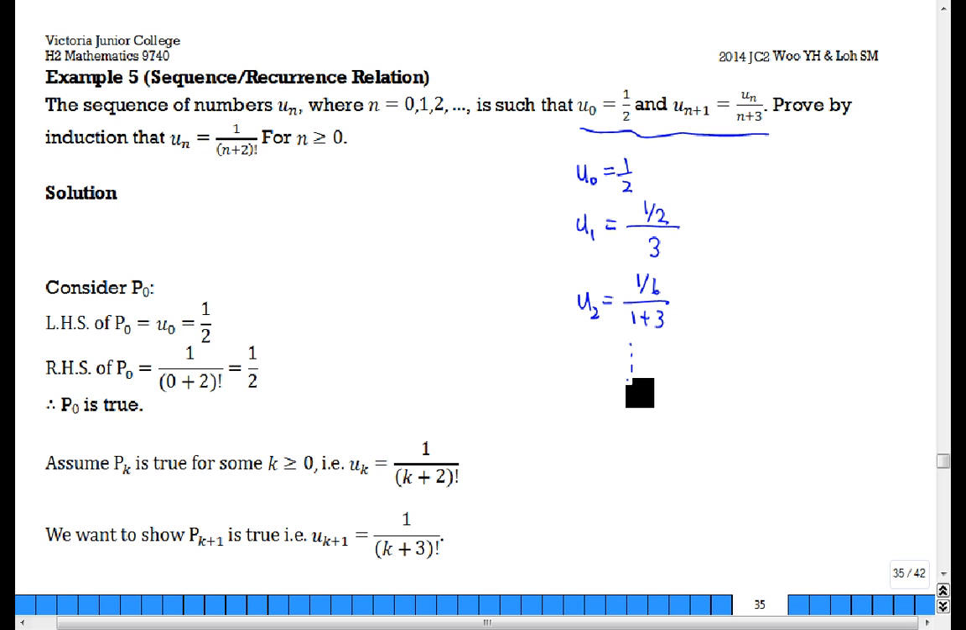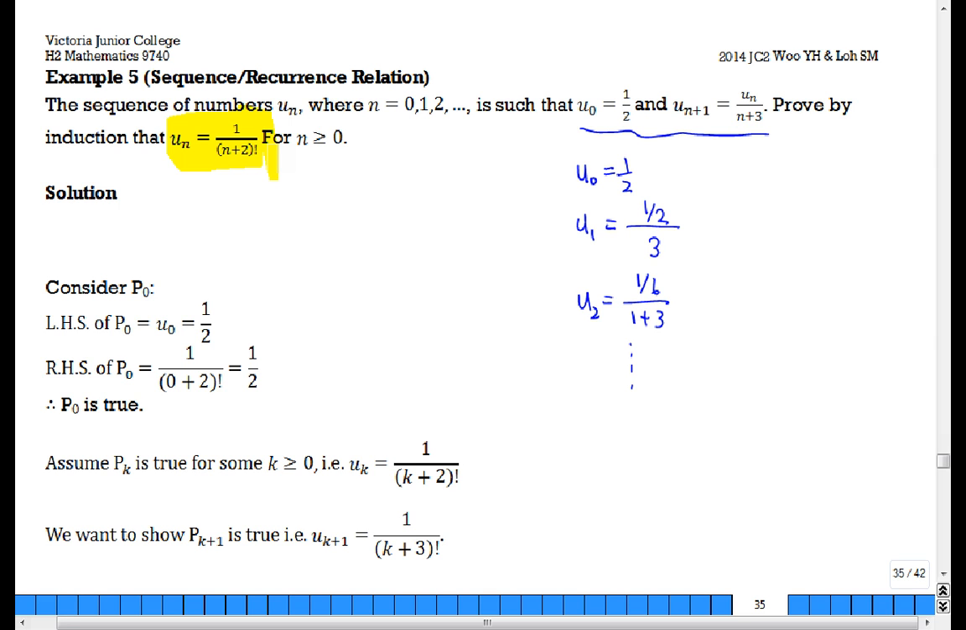Now the question did not ask you to prove this. The question says that this is the recurrence relation, this is the sequence we are dealing with. The question asks us to prove by induction this formula. So we must be very clear what we want to prove. We are not going to prove the recurrence relation. The recurrence relation is given in the question. So that's why step 1 becomes very important.